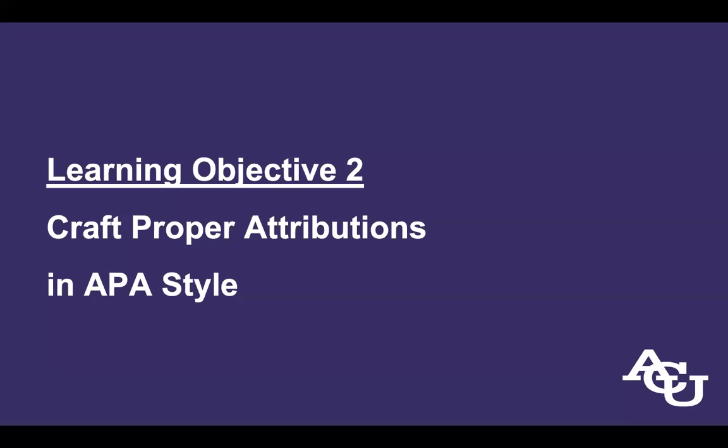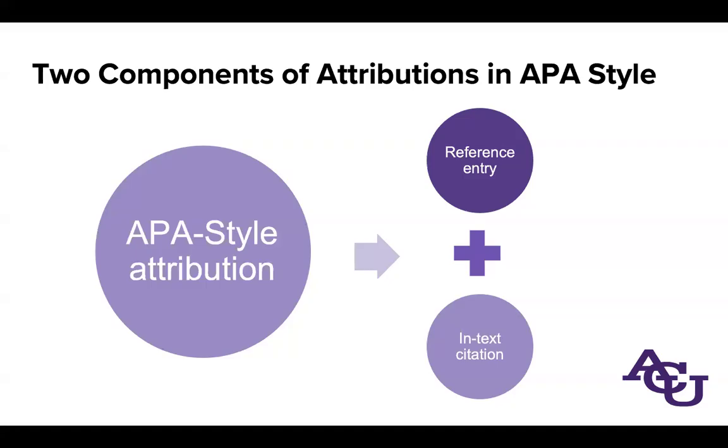And this is Emmy again. Now, since Christy has walked us through what plagiarism is and how to avoid it, we are going to look at our second learning objective, which is how to craft proper attributions in APA style. So an attribution really just means giving proper credit to the person or persons who originated a line of text or an idea.